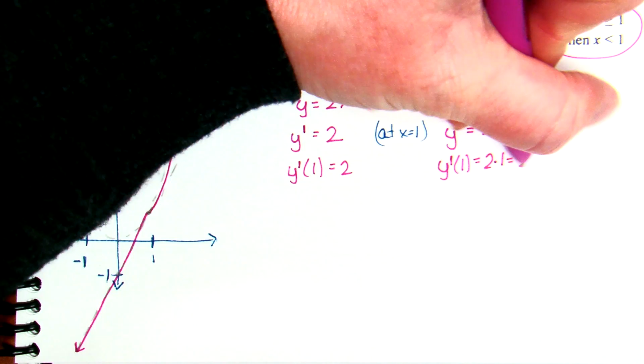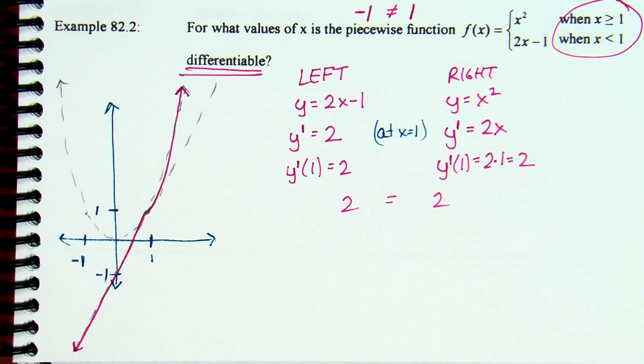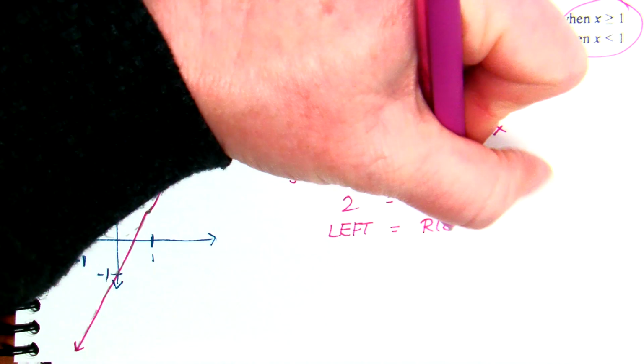So we just found out derivative on the left is 2, derivative on the right is 2. And what do we know? 2 equals 2. So we just found the left derivative equals the right derivative.